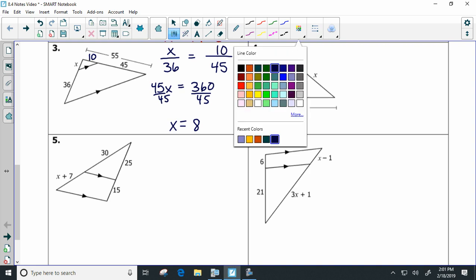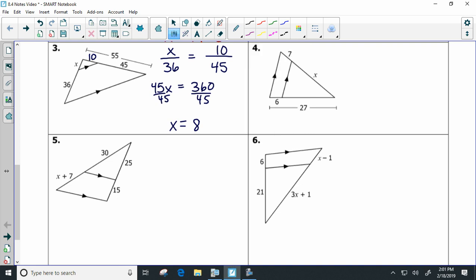All right, number 4. Number 4, got to turn it quite a bit here. Left top is x, left bottom is 7. Right top, I don't know. Right bottom is 6. This is very similar to number 3.